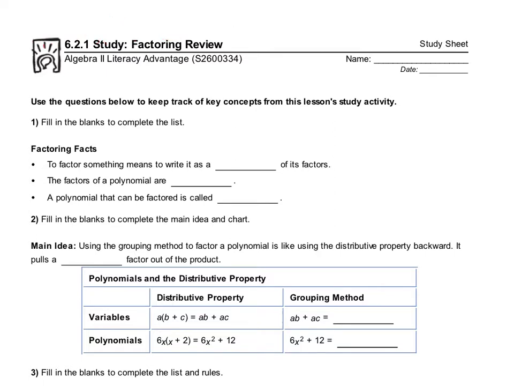So, some rules about factoring and some rules about polynomials. Starting with, to factor something means to write it as a product. Product means to multiply its factors. And the factors of a polynomial are also polynomials. And the last thing is a polynomial that can be factored is called reducible.